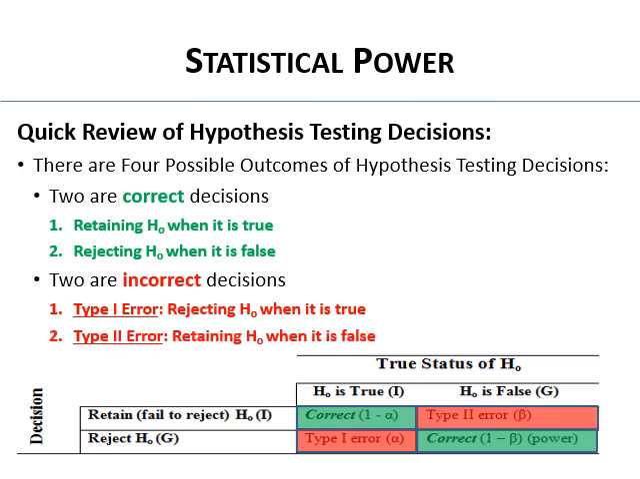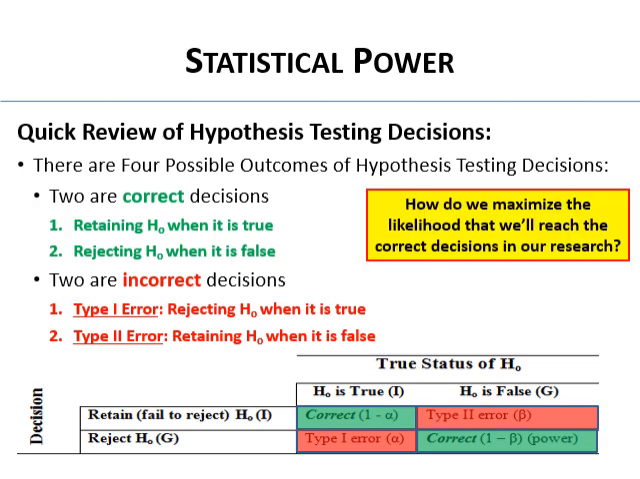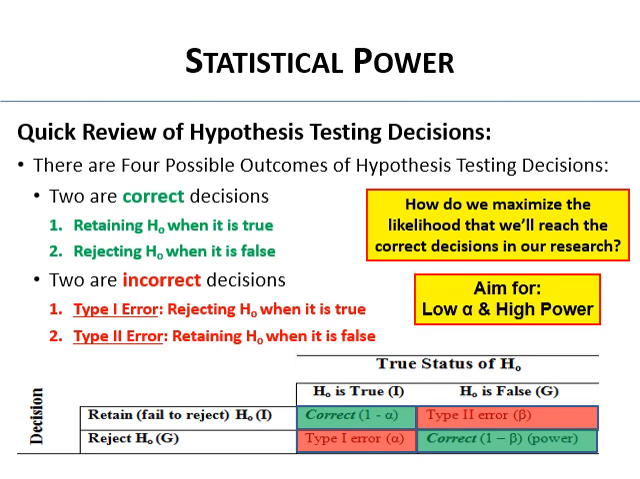Second one is type 2 error. That's retaining the null when it's false. That is saying, nope, no difference, no relationship when really there was. Okay, and so type 1 error is your alpha level, type 2 error is beta, but really we talk about power. So how do we maximize the likelihood we are going to be in one of these green boxes in our research? Well, we aim for low alpha and high power. Low alpha, high power.